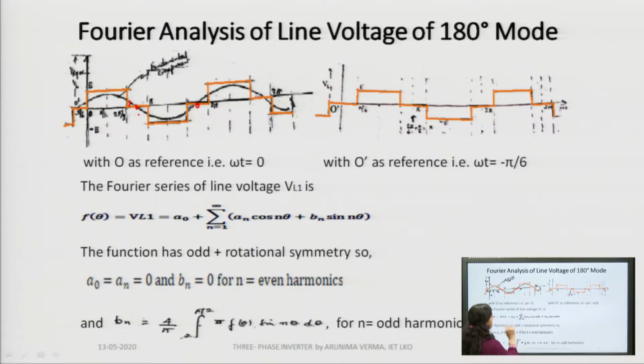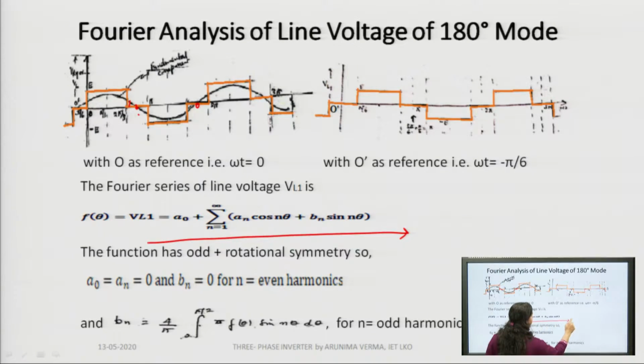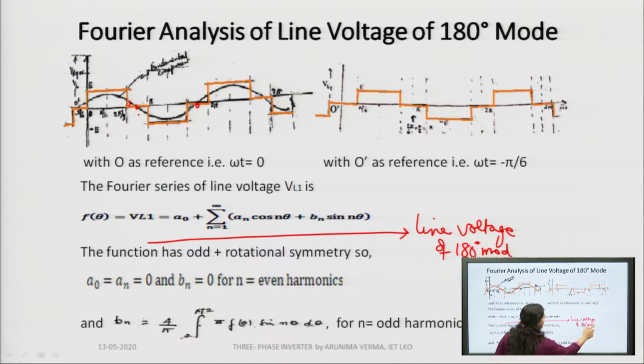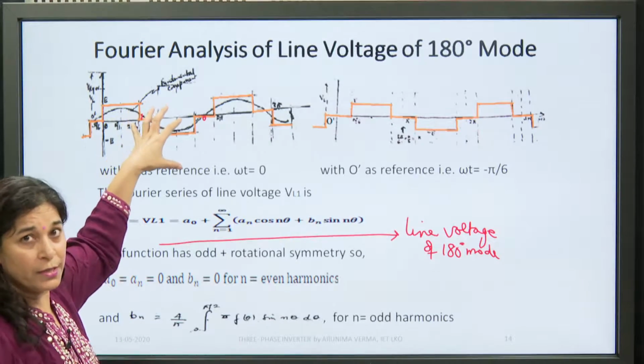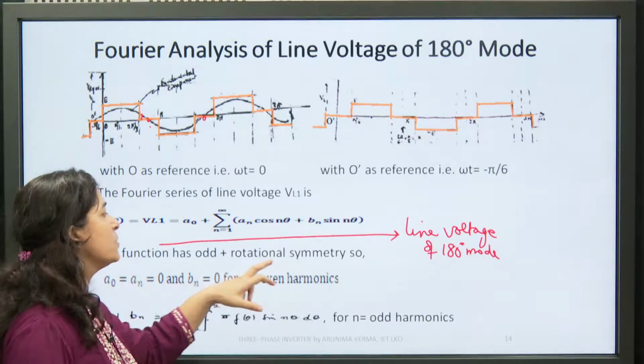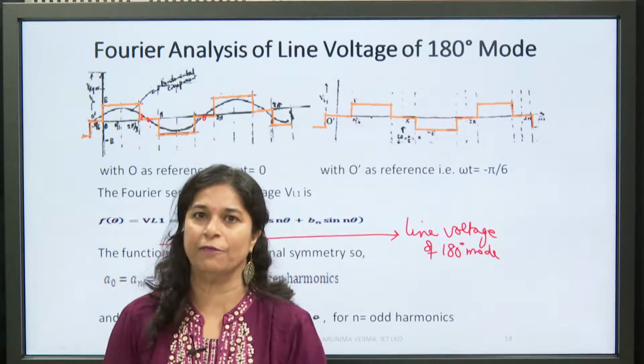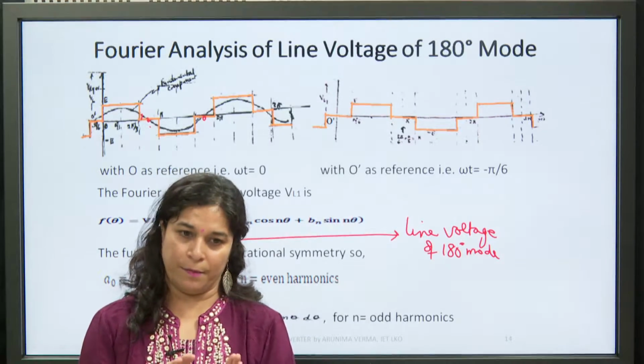Now, this function has odd plus rotational symmetry. Which function am I talking about? The line voltage. Basically, the function that we are talking about is the line voltage of 180-degree mode. This is the function we are considering at this instant, that is f of theta. This particular function, the line voltage of 180-degree mode, has odd plus rotational symmetry.